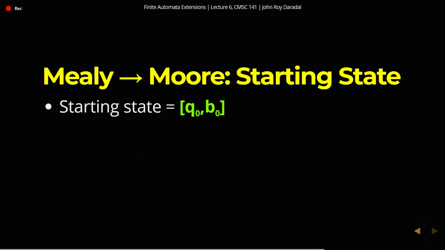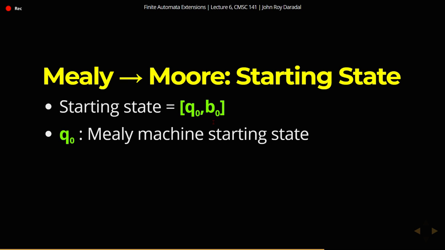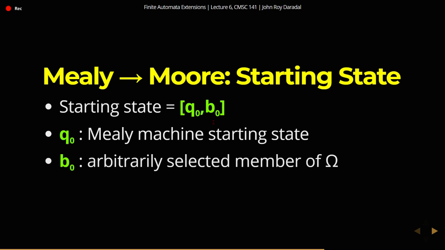Now for the starting state, we'll call it Q sub 0, B sub 0, wherein Q sub 0 is the original starting state in the given Mealy machine, and B sub 0 is an arbitrarily selected member of your omega. So you can just choose which output to start with, basically. You could choose any one of them to be your starting state. Okay, so we'll see what this means in the example later.